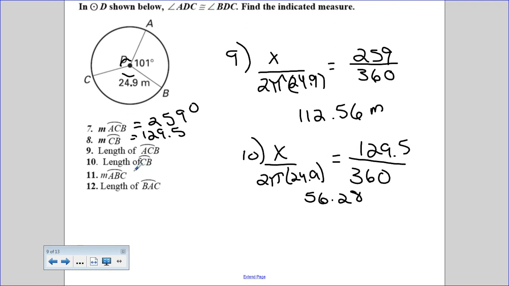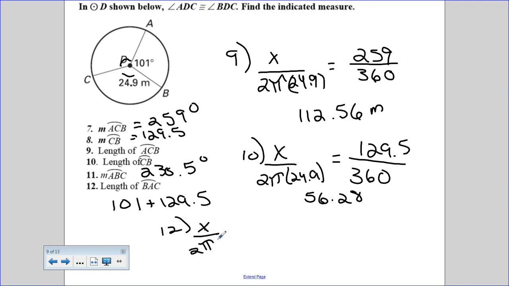Measure of arc ABC, well, this is looking for degrees, so it's 101 plus 129.5. So just add those two degrees together, you get 230.5. 12, the length of arc BAC. All right, so I'm going to use the degrees I just found. So this is for 12. All right, so the radius hasn't changed. It's the same circle.